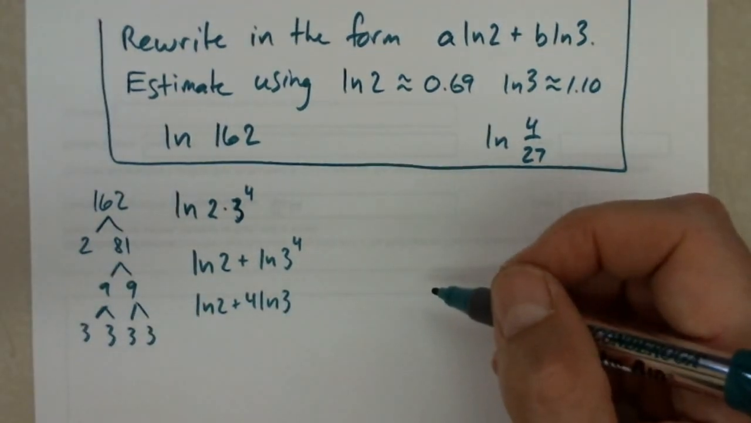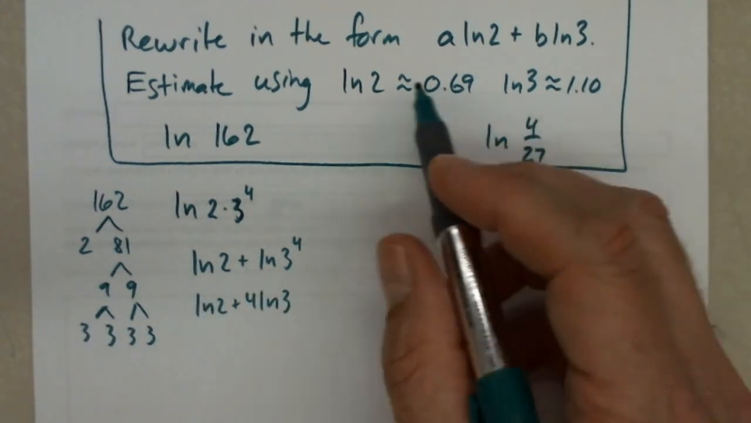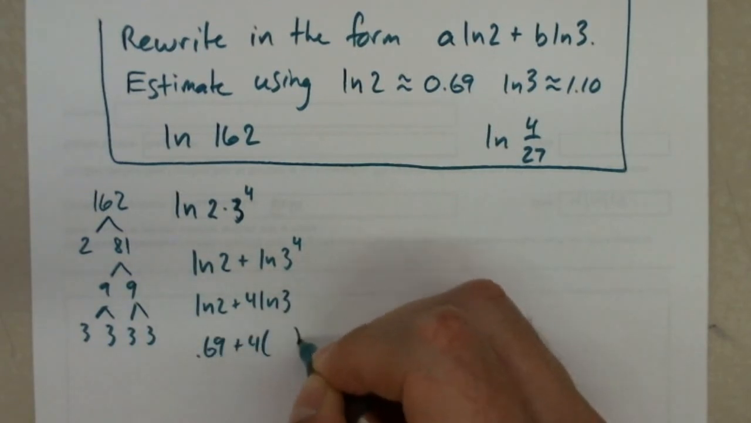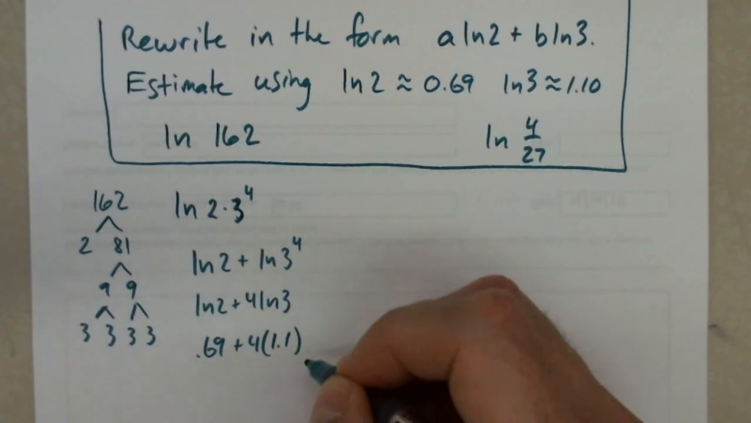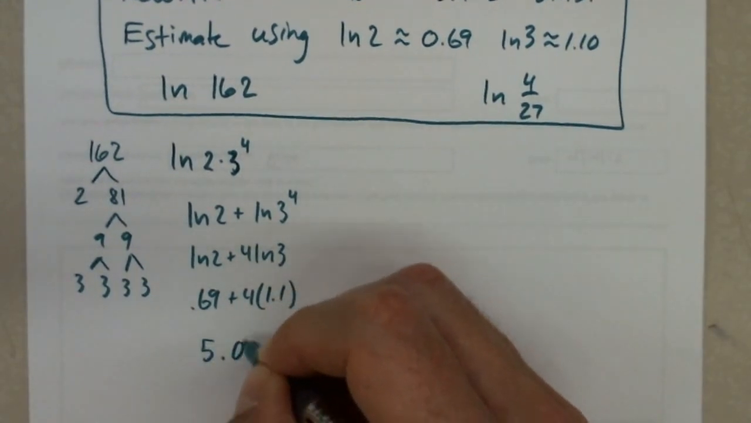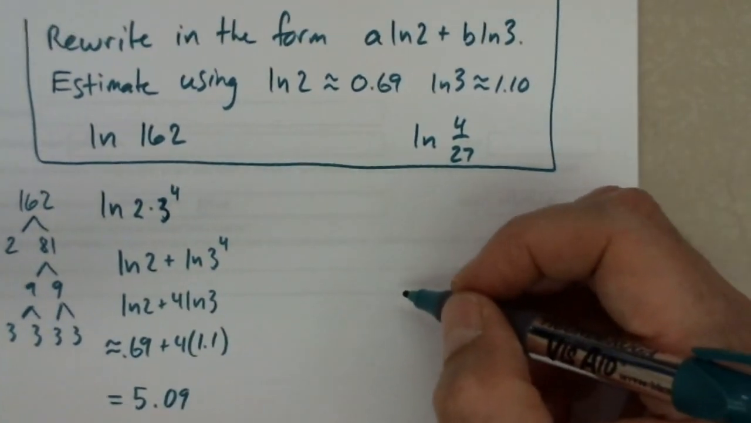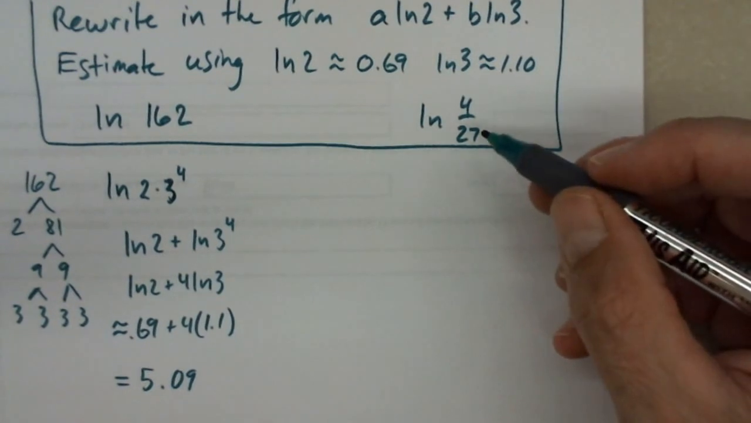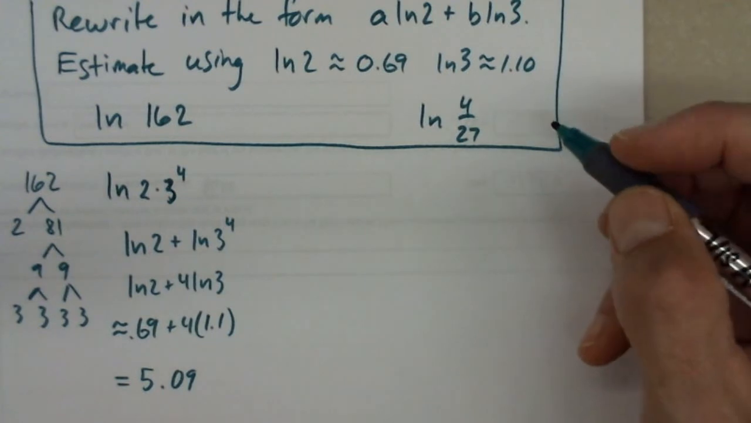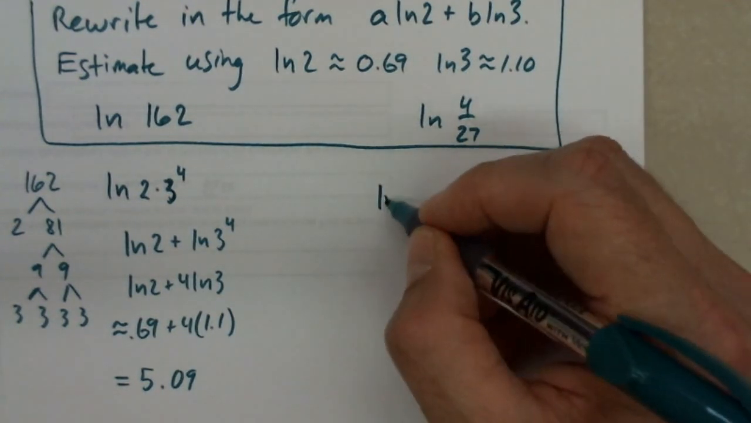Then with the values they gave, the natural log of 2 is going to be 0.69. Natural log of 3 is 1.1. So we add those and we get 5.09. All right, try this one. We need to rewrite it in terms of natural log 2 and natural log 3. Pause and try that one.